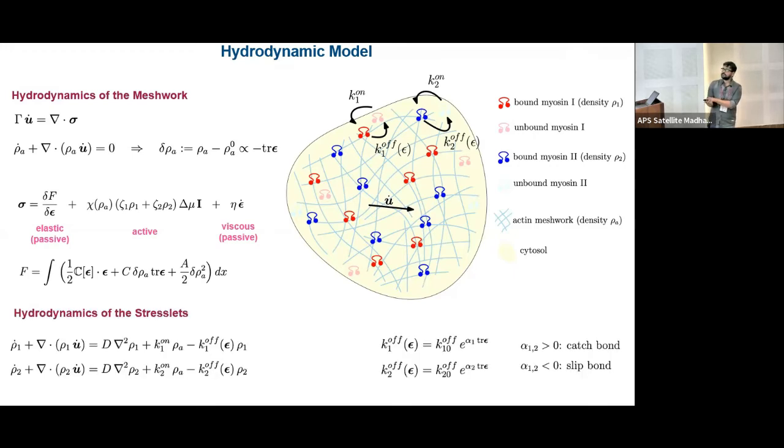Next is the dynamics of the stresslets, these bound myosin species. This is just a reaction diffusion advection system. These myosin species get advected by the velocity of the meshwork, and just for simplicity, they have the same diffusion coefficients. And this term is the binding unbinding term. Since these bound myosin species also act as a stress sensor, this unbinding term depends on the strain. Here we are taking an exponential form for the unbinding rates, and these numbers you see here, alpha 1 and alpha 2, control whether the bond is a catch bond or a slip bond. Catch bond means that if you pull the meshwork, the species will unbind, and the slip bond is just the opposite. So we have these three equations.